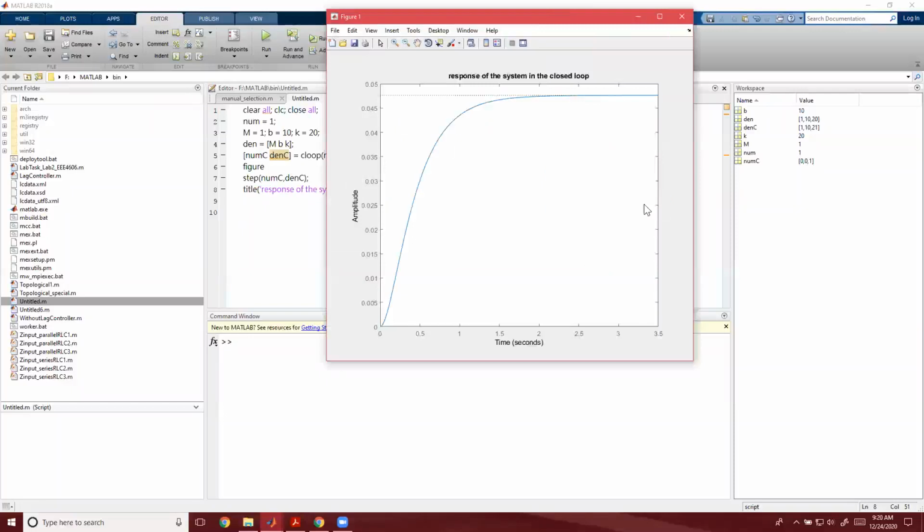Okay. Has anything changed really? What's our final value now? Our final value is even less than before, right? Before it was 0.05, now it's 0.0476. So our steady state error has actually increased from before, right? Our settling time is the same. Our rise time is also almost the same, decreased a bit. So adding a negative feedback hasn't really affected our system that much, right? So, closing our loop.